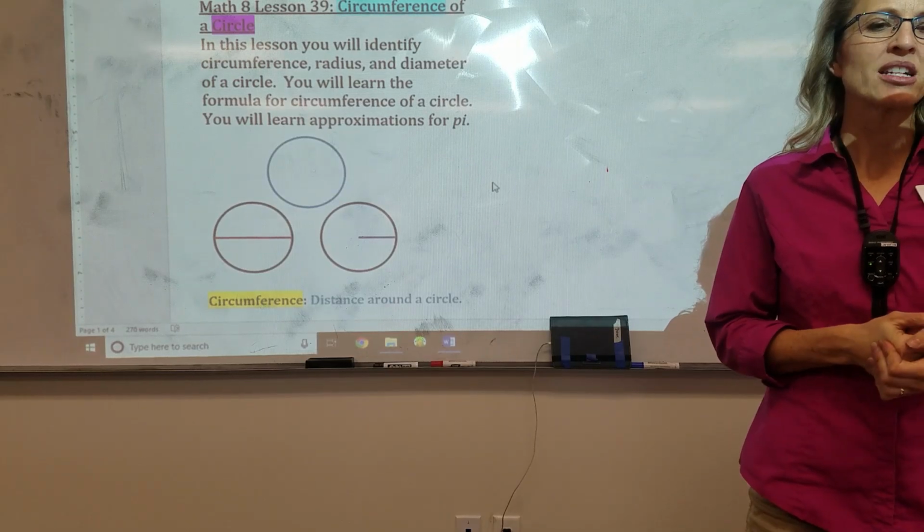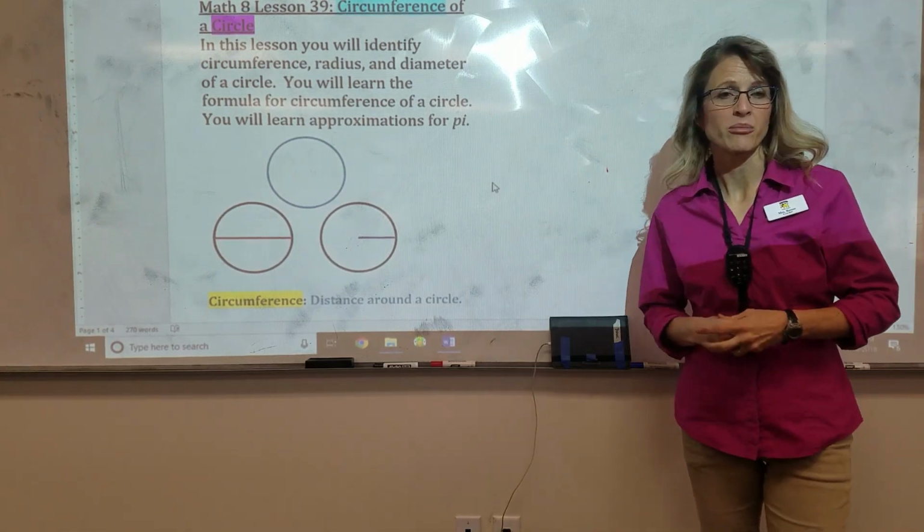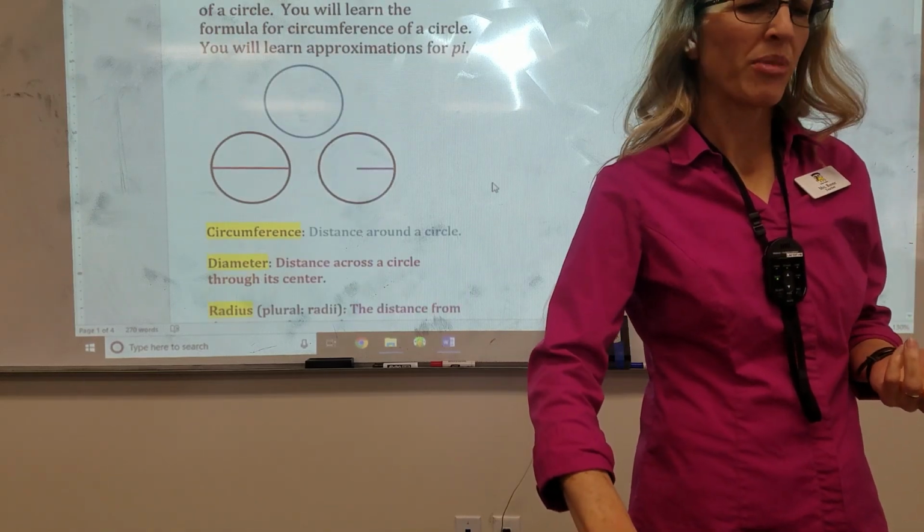Circumference of a circle. We're going to talk about radius, diameter, the formula for circumference, the two formulas, 2 pi r and pi d, and also the approximations for pi and kind of where pi came from.